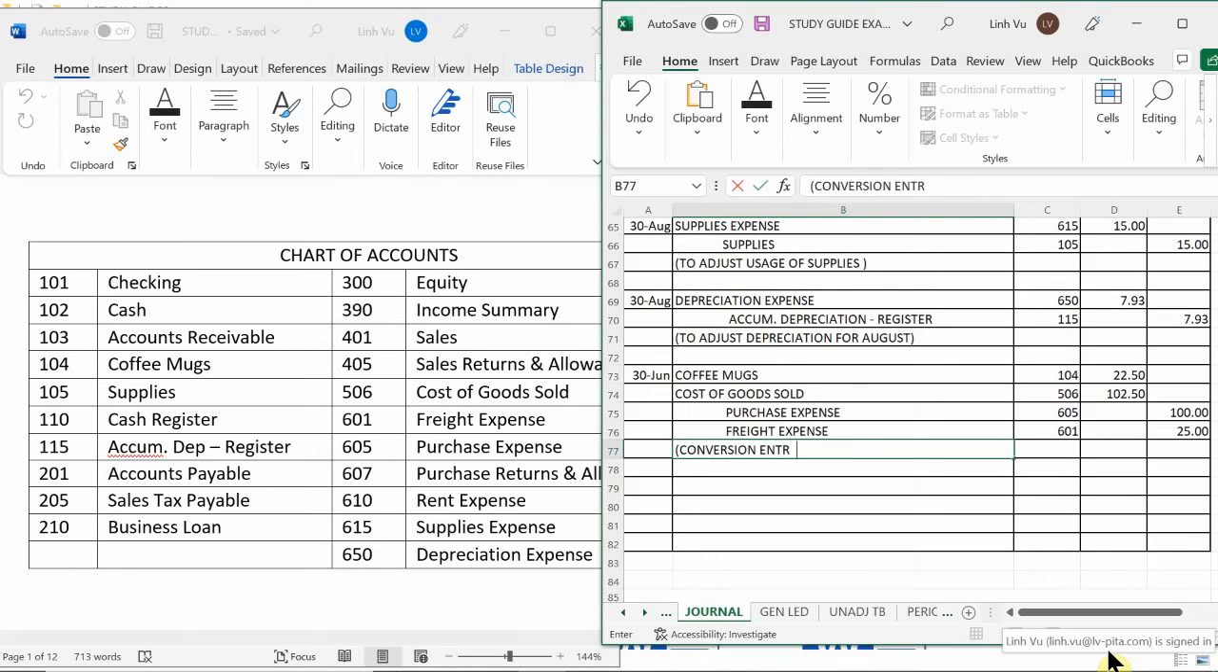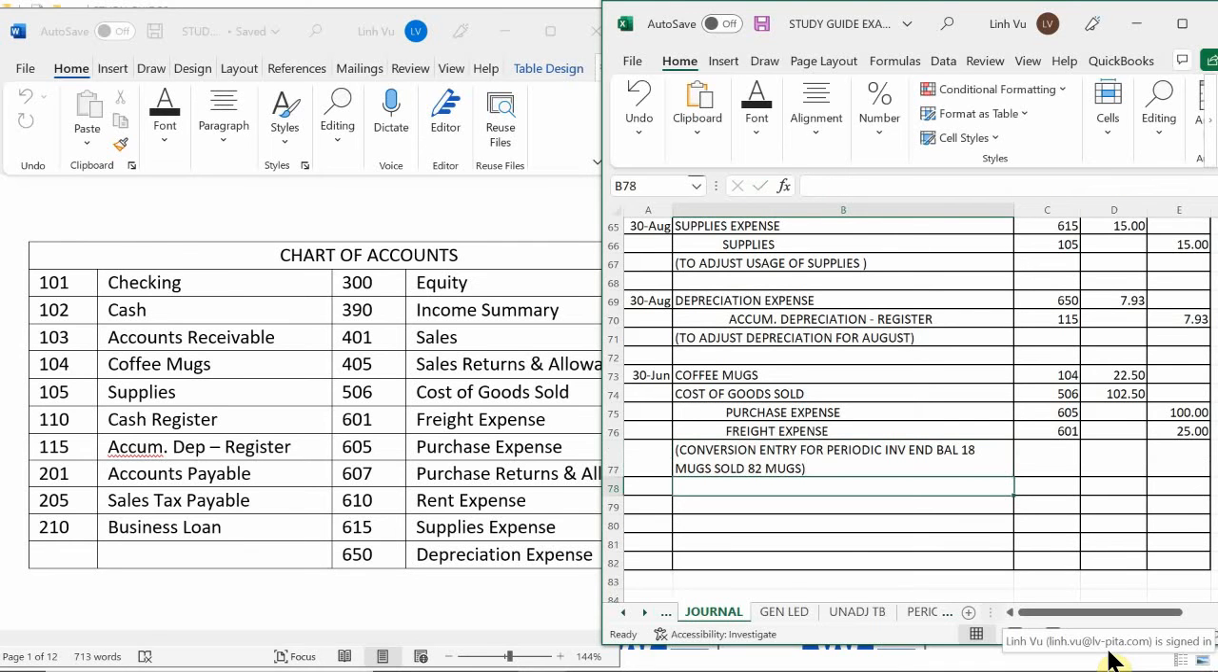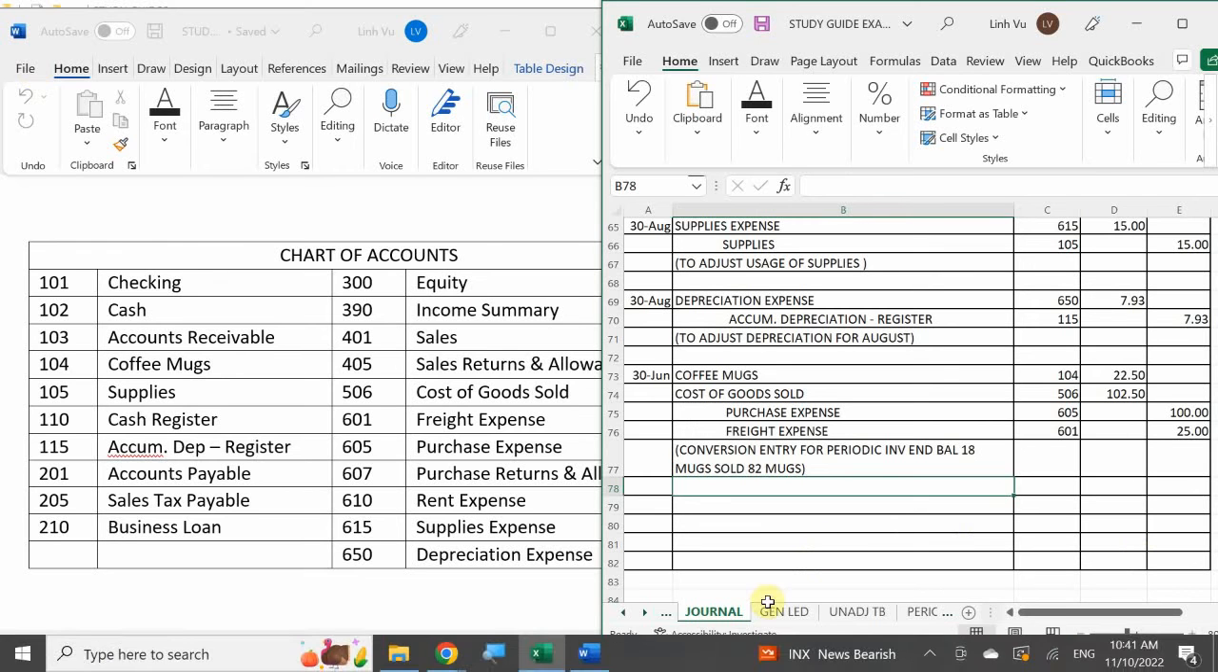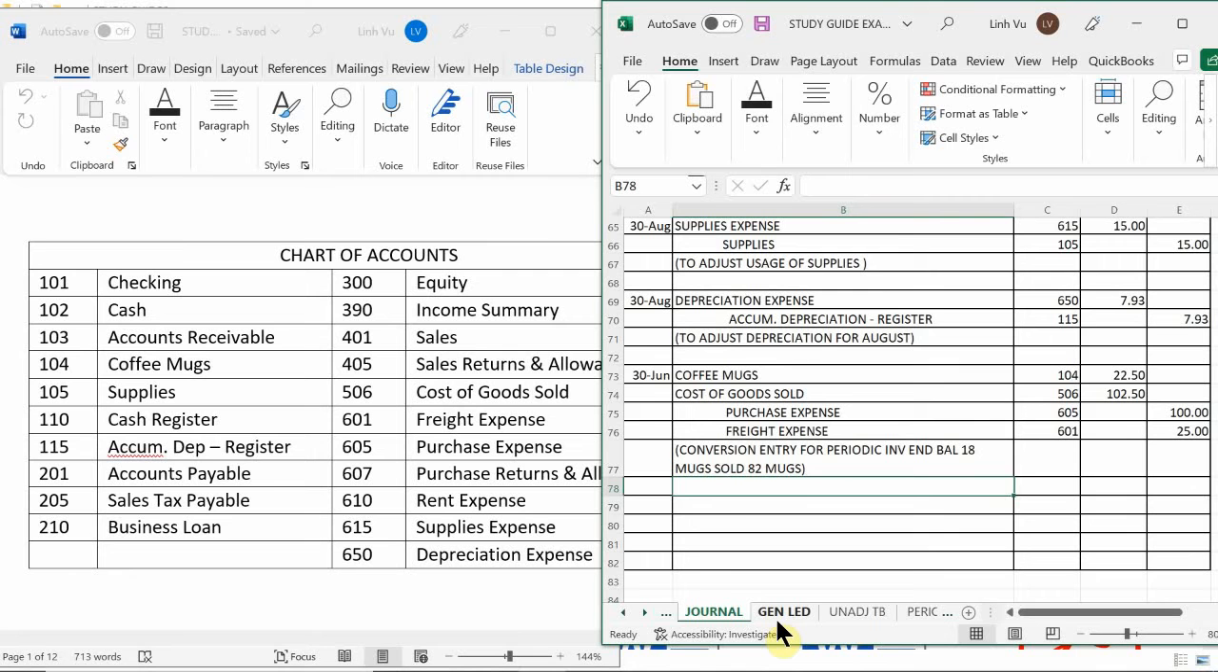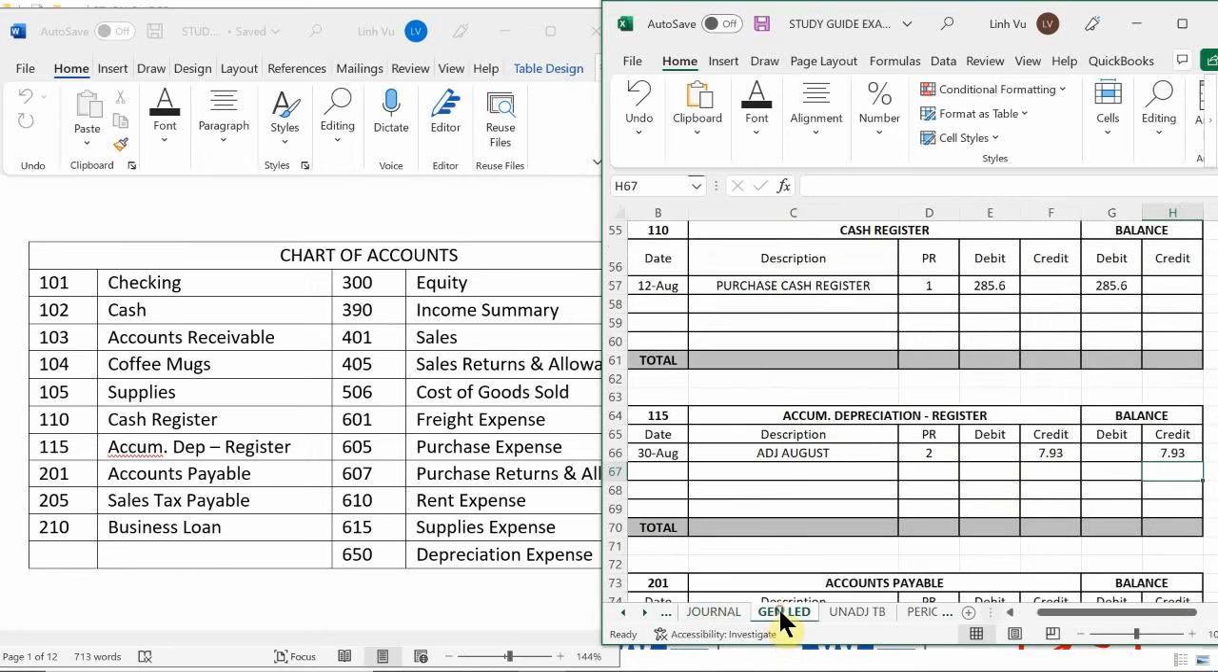Conversion entry for periodic inventory. We had an ending balance of 18 mugs and we sold 82 mugs. All right. So let's plug our numbers into my general ledger, because I already did my inventory worksheet.